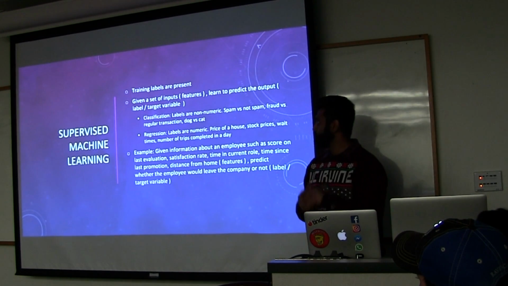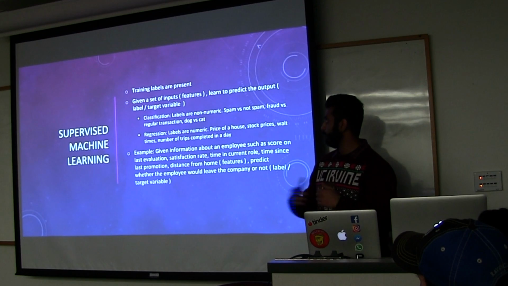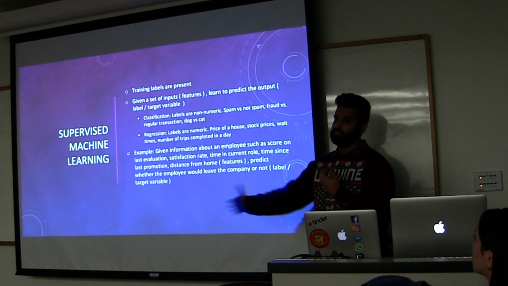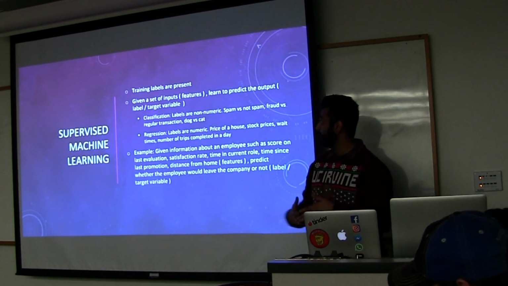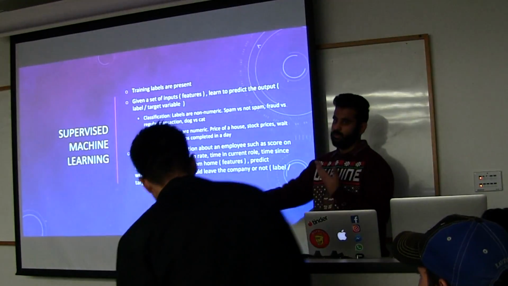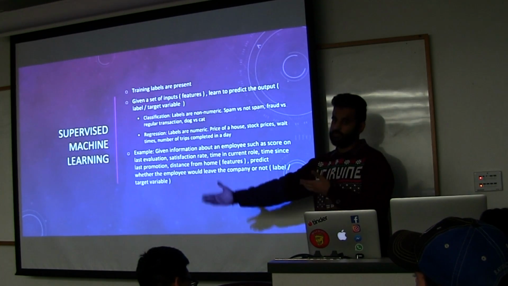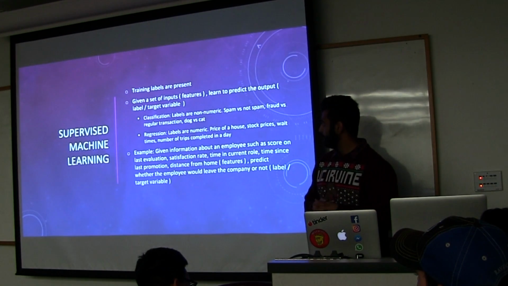In supervised learning, there are two kinds of problems. There's classification, which is non-numeric. For classification, dog and cat is not a numeric label. It's dog or cat, spam or not spam, fraud or regular transaction. That's non-numeric. And then we have regression, which is numeric. Regression could be predicting the price of a house. That's a number.